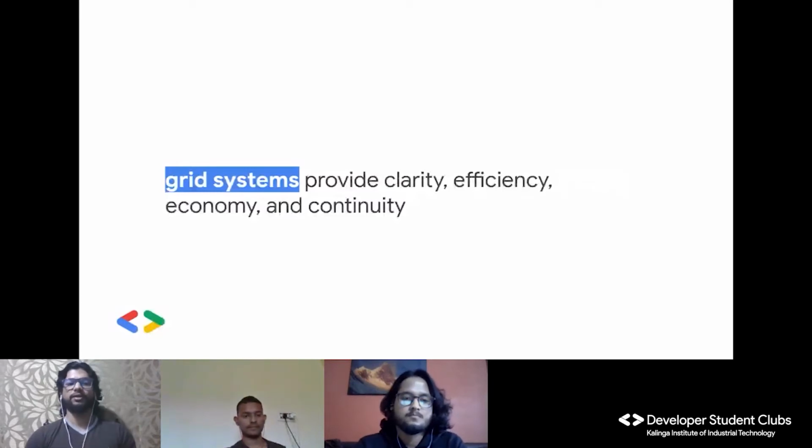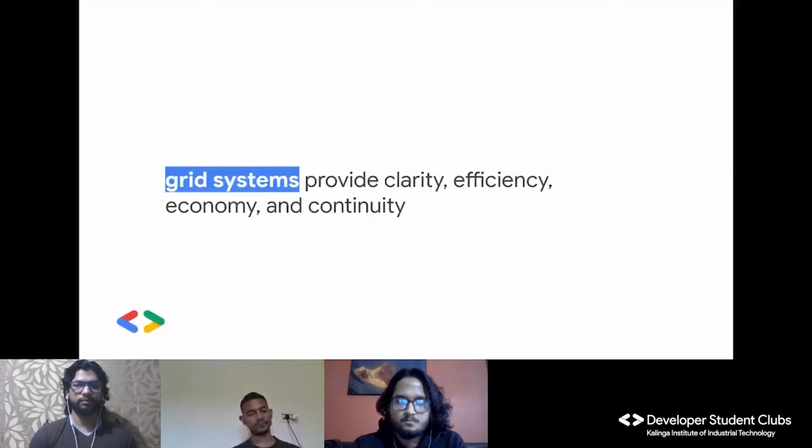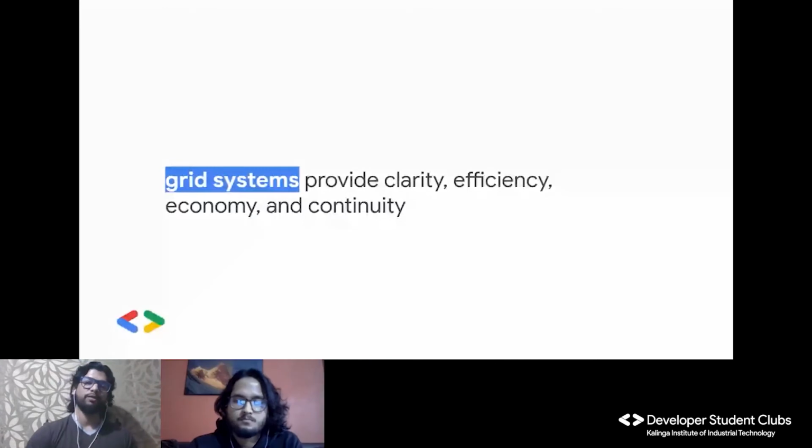What do we mean by all this? It basically means that the part on which we want to focus our eyes is made better through grid systems. It increases the clarity. It increases the efficiency because you know where to focus. It increases economy because by economy we mean that if you design something and your users are not able to use it properly, then your economy goes down. People are not going to use your app.